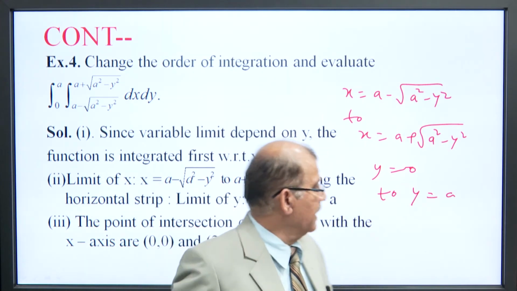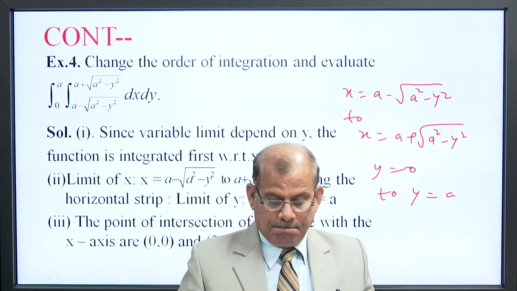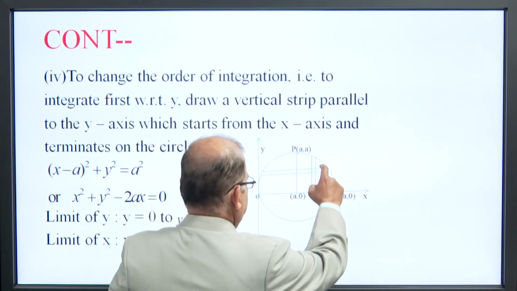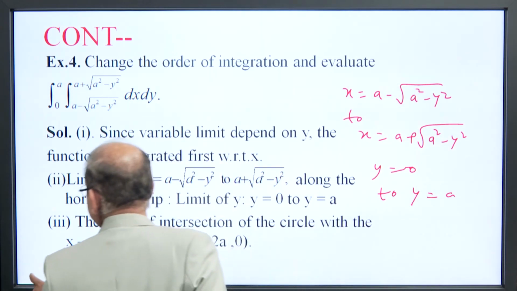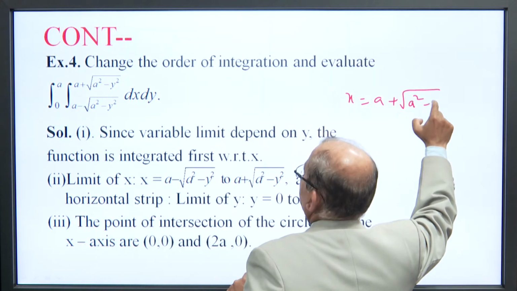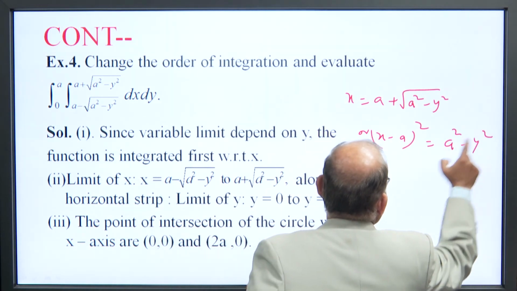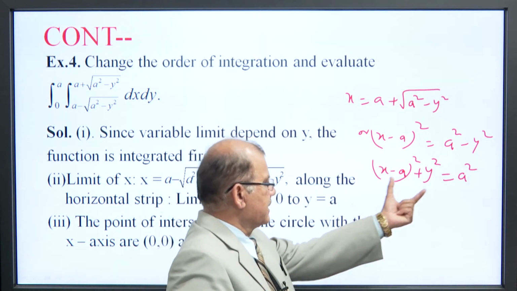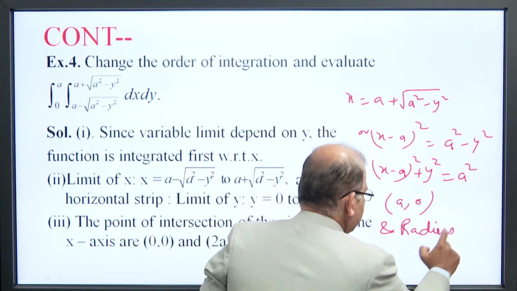The points of intersection of the circle with the x axis are 0, 0 and 2a. It is the circle x is equal to a plus root a square minus y square, or x minus a whole square is equal to a square minus y square, meaning x minus a whole square plus y square is equal to a square. It is a circle with center (a, 0) and radius a.